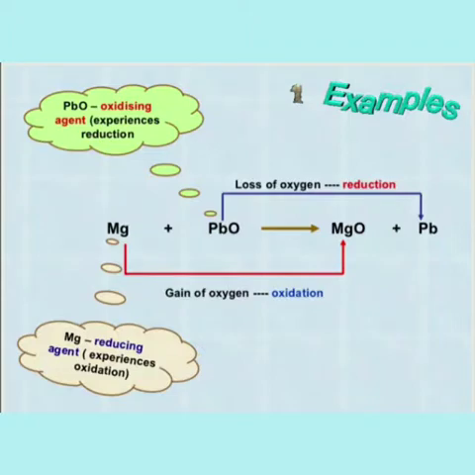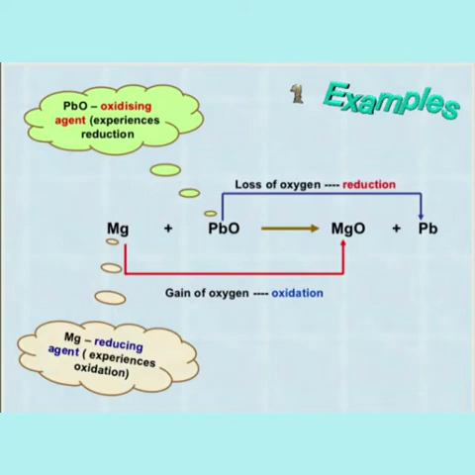Now let's take one more example to understand redox reaction. The reaction between magnesium and lead oxide to form magnesium oxide and lead. In this reaction, magnesium gains one atom of oxygen to form magnesium oxide. Therefore, it is undergoing the oxidation process. Lead oxide loses one atom of oxygen to form lead. Therefore, it is undergoing the reduction process.